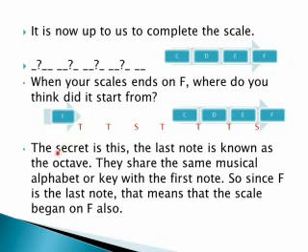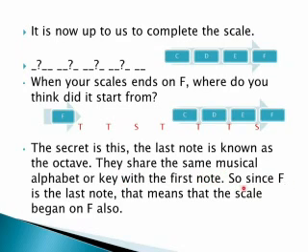Let's look at it here. Here we have an F. It ends on F and starts on F. Why? Let's look at this secret. The secret is this: the last note is known as the octave. They share the same musical alphabet, the same key, the first note with the last note.